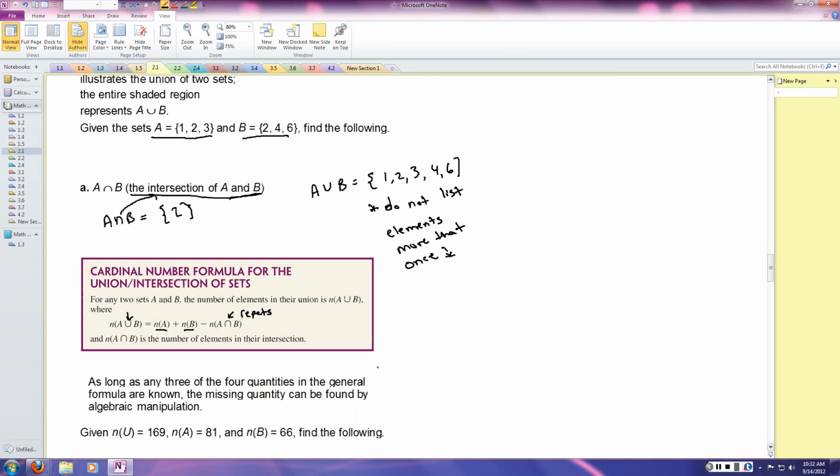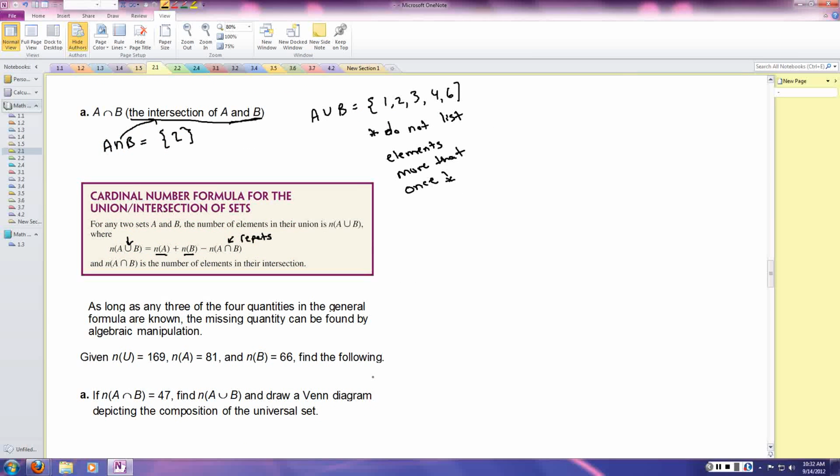Okay, so moving on. So we get this formula for being able to find the union, the intersection, and the number of elements in A and B. So this is a formula that if I give you 3 of the 4 quantities, so as long as 3 of the 4 quantities are known, you can find the missing quantity by algebraic manipulation. So let's look at doing an example of this.